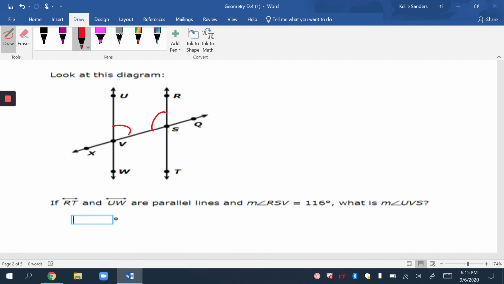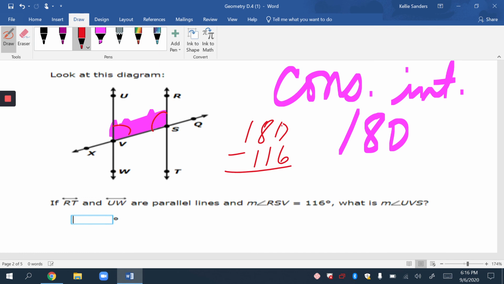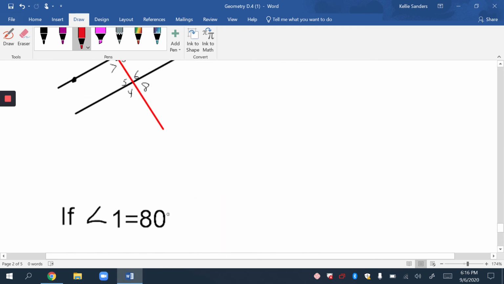RSV. UVS. Okay. These two are consecutive interior. They're on the same side of the transversal, and they are both interior, which means that they add up to be 180. They are supplementary to each other. So 180 minus 116 is 64. And we won't worry about that.